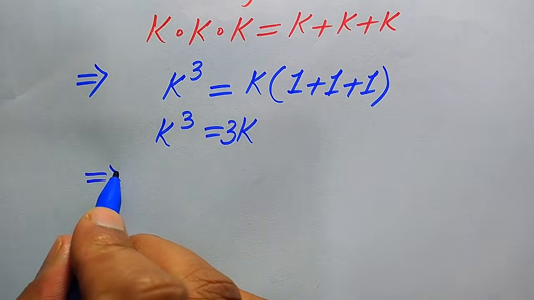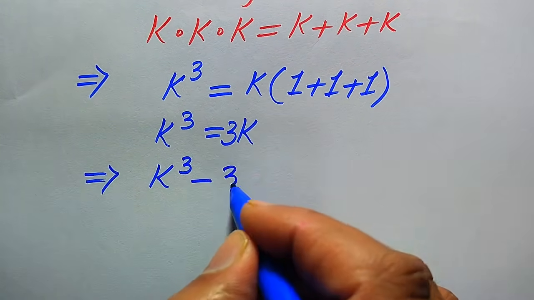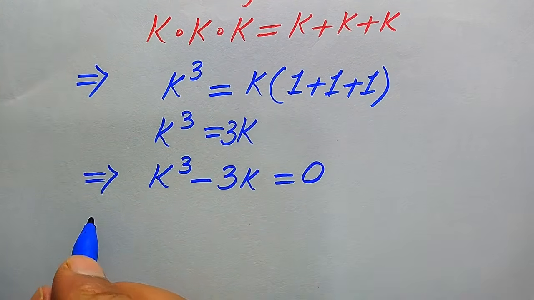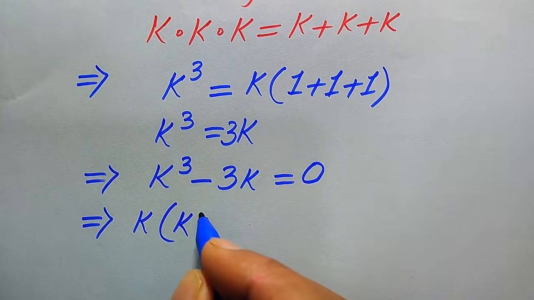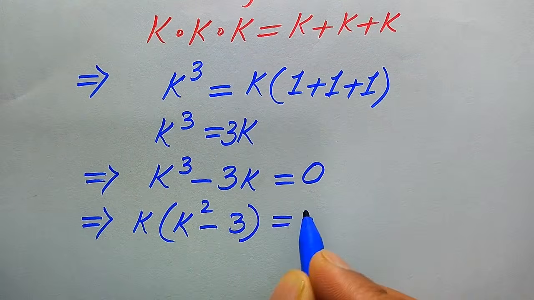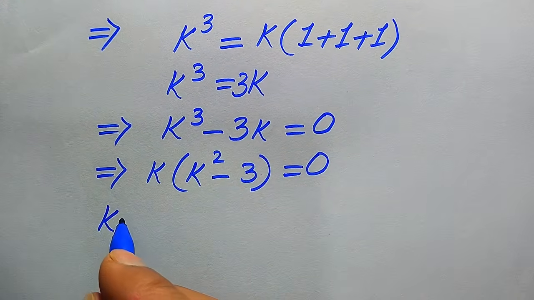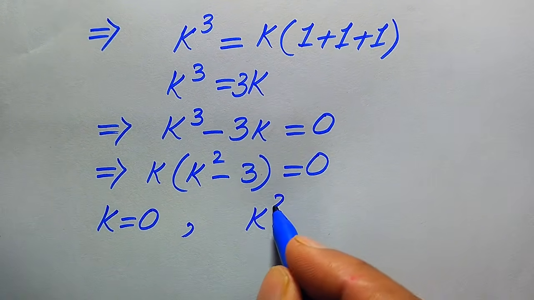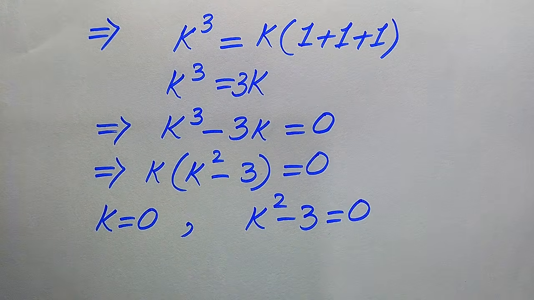And further in the next step we move this 3k from the right hand side to the left hand side, and it becomes k cubed minus 3k, and this whole equation is equal to 0. Now in the next step we take common k from here, and the remaining values are k square minus 3, and this whole equation is equal to 0. Now we divide this equation into two cases. The first case is k equals to 0, and the second case is k square minus 3 is equal to 0.